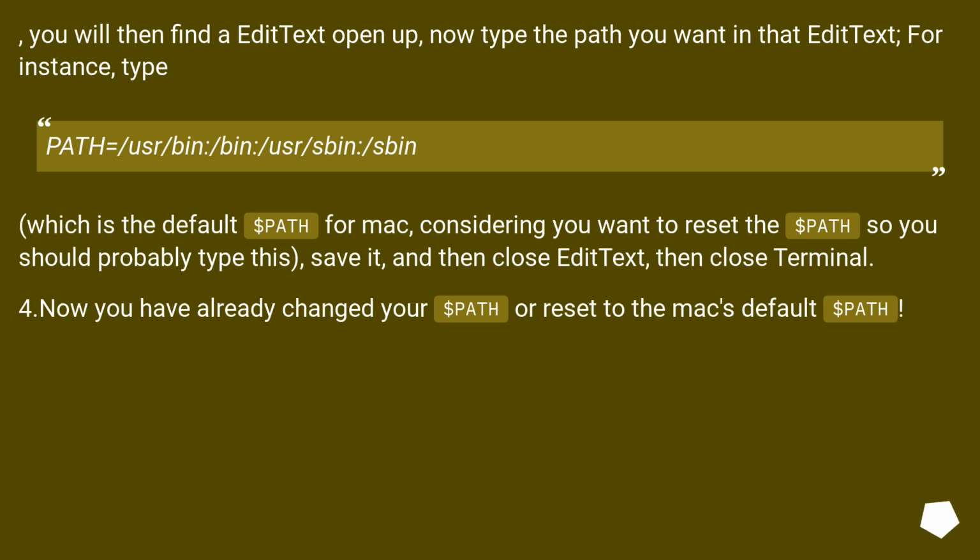You will then find the TextEdit open up. Now type the path you want in that TextEdit. For instance, type PATH=/usr/bin:/bin:/usr/sbin:/sbin, which is the default $PATH for Mac. Considering you want to reset the $PATH, you should probably type this, save it, and then close TextEdit, then close terminal. 4. Now you have already changed your $PATH or reset it to the Mac's default $PATH.